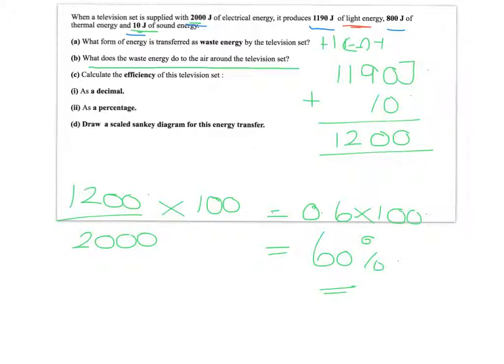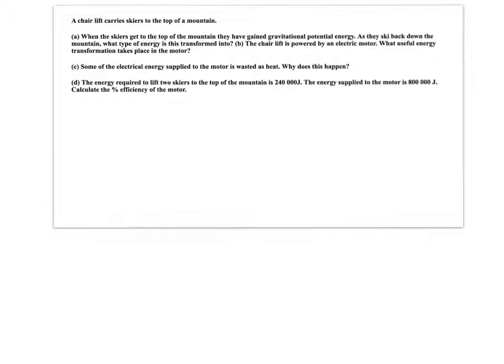Moving on to the next one. So we have a chairlift here, and the chairlift is being carried up a mountain. We've got a couple of skiers in the chairlift, and they've got to the top of the mountain, and as they ski back down the mountain, what kind of energy transformation is taking place? If they're up a mountain and they're high up off the ground, they're going to have gained a lot of gravitational potential energy. And as they're skiing back downhill, the gravitational potential energy is going to be transferred to kinetic energy.